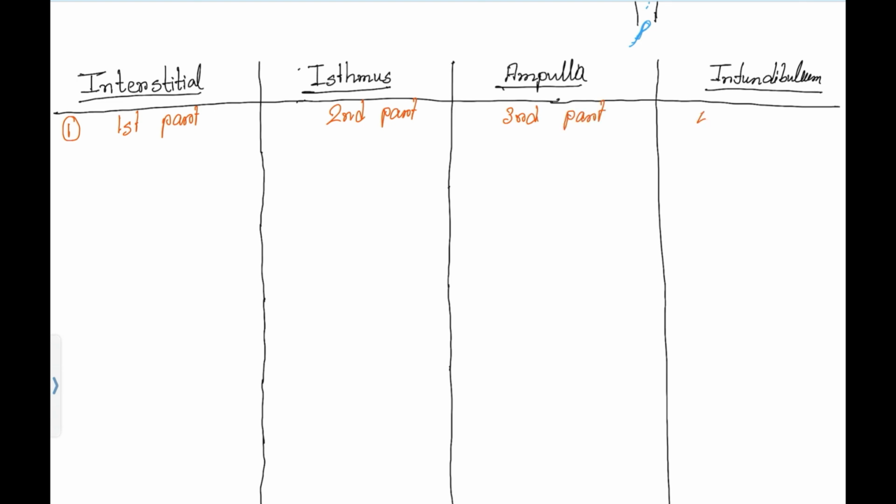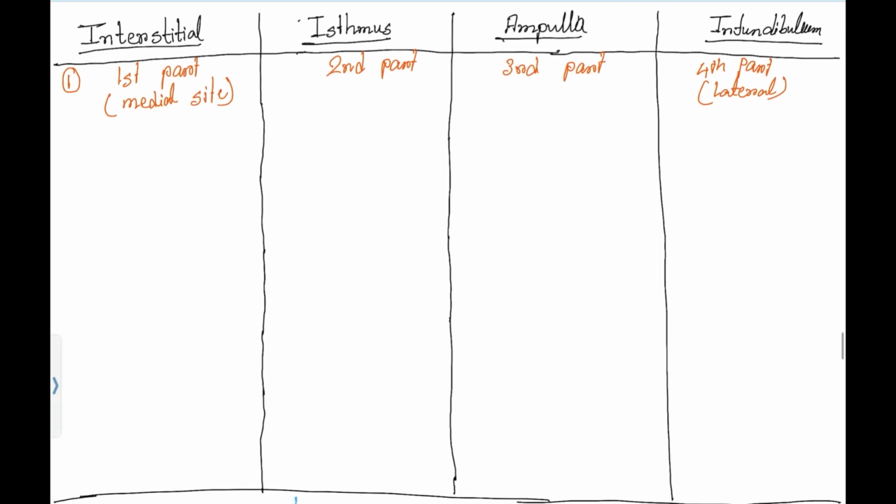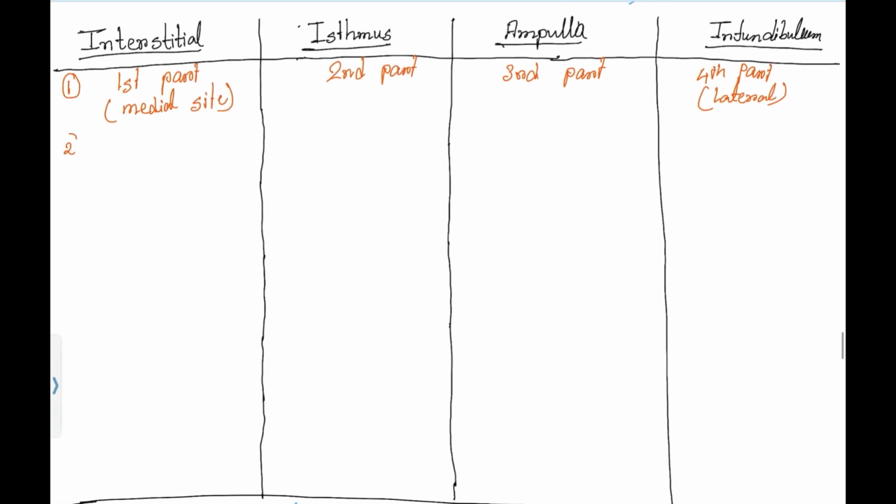Okay, and infundibulum is the fourth part, the last part, and it is towards the lateral side, and interstitium is in the medial side. Now this is the first basic difference. Now coming to the second difference, you have to remember the length and width of each part, then only you can understand which is the narrowest part and which one is the widest part, etc.